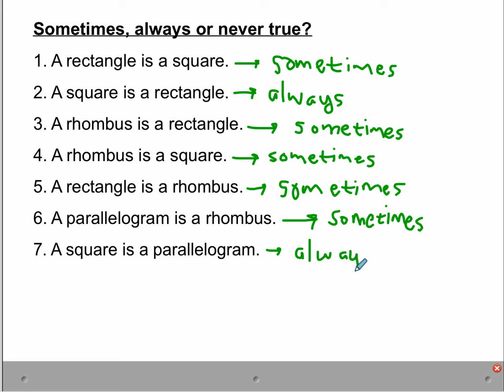All right, so maybe you did well on these, maybe you didn't. Regardless, I hope that this was a useful exercise in you having to think a little bit outside of the box and really compare these different types of special quadrilaterals to each other.